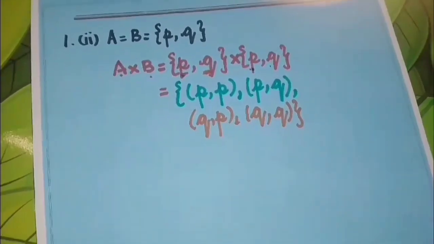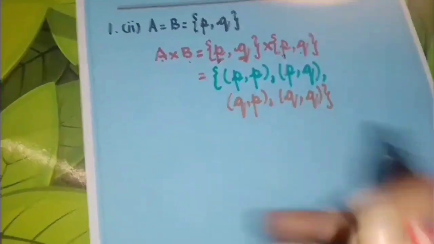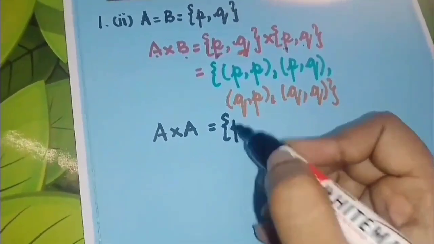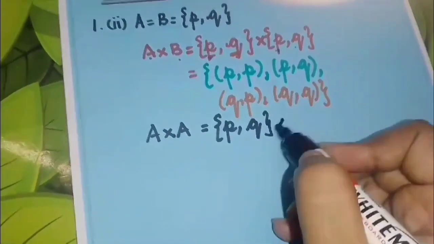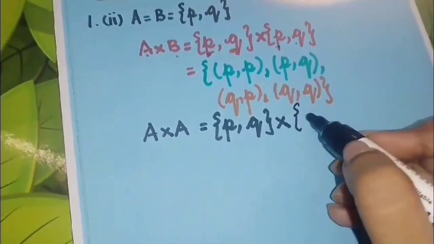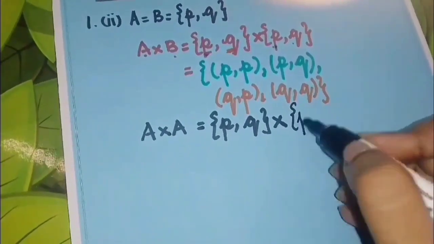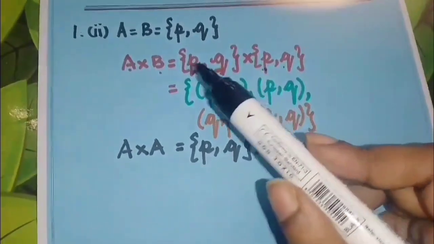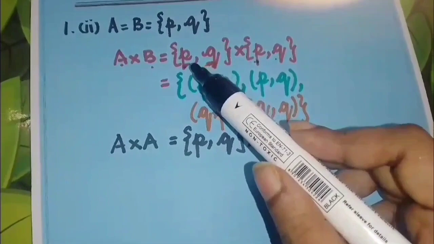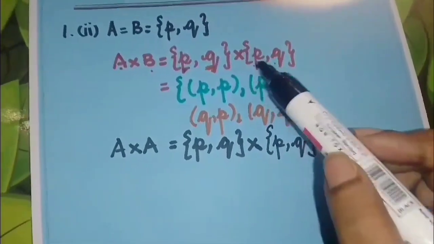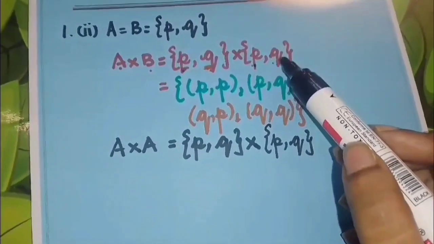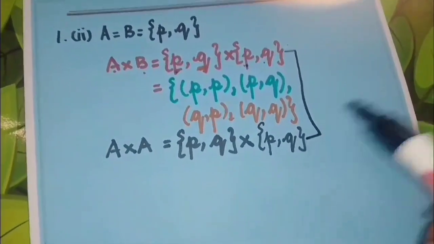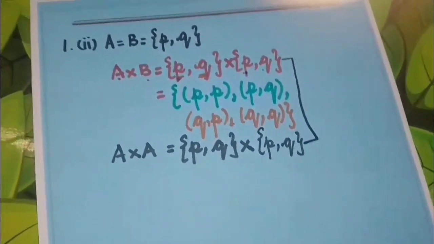Similarly, we can find A cross A. So what is A cross A? A cross A is the set containing the elements P comma Q, which is forming the cross product again with the set A. Again the set A is P comma Q. So these two are one and the same. See, A cross B is the set containing P comma Q crossing with the set again containing the elements P comma Q. The same thing happens in A cross A. These two are one and the same. So we'll get the same answer, of course.